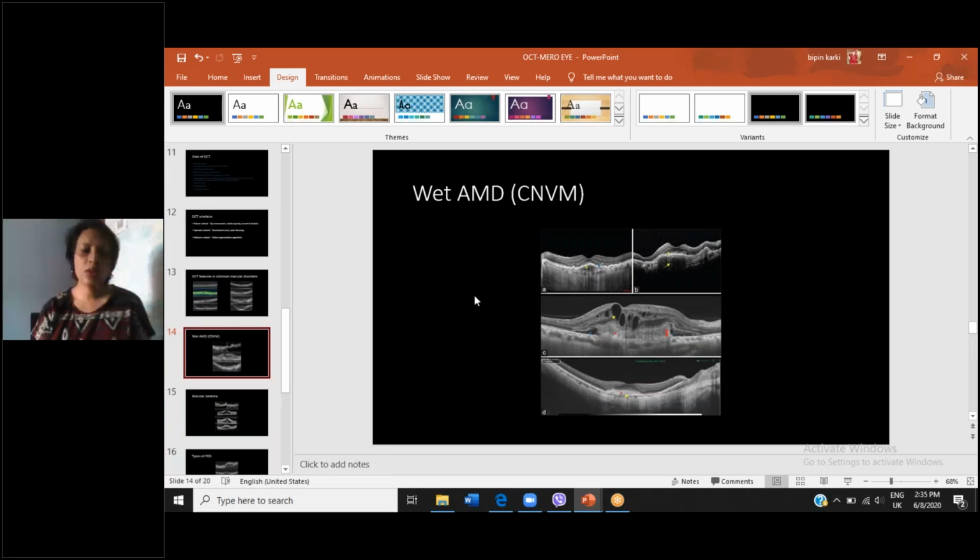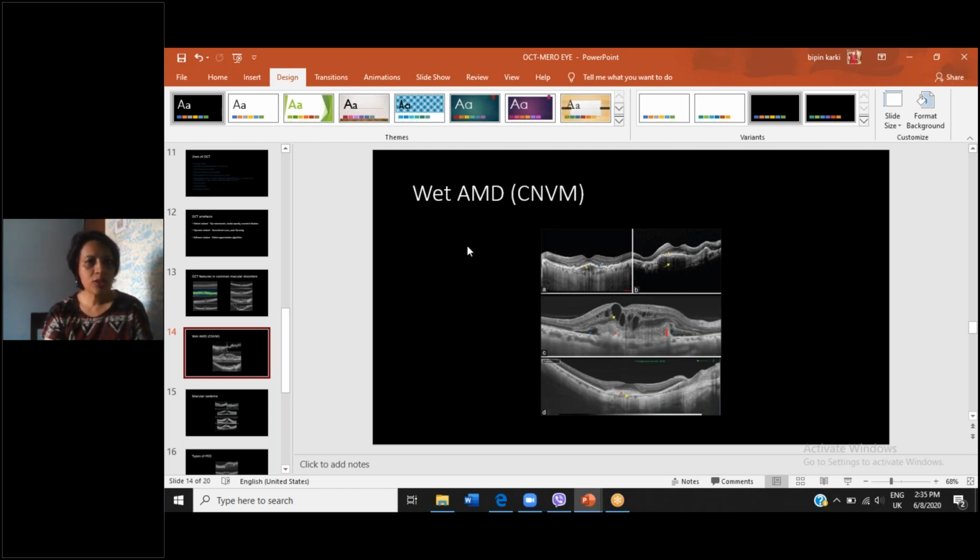Now, with the increased number of elderly population in our country as well as worldwide, we get a lot of patients who have got macular degeneration of different stages. So there are dry and wet macular degeneration, dry macular degenerations.